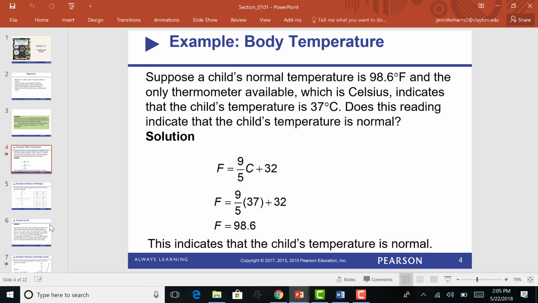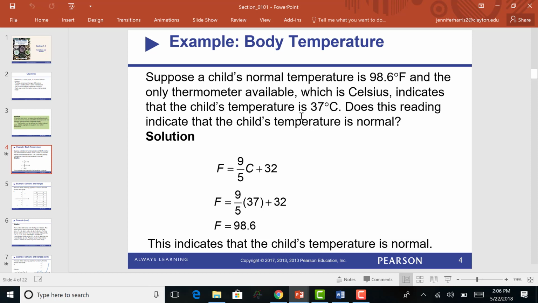In the United States, we use Fahrenheit for our temperature, right? But what if you weren't here? What if you were in a different country? Would you know how to change it? How to convert it? This is your formula for converting from Celsius to the Fahrenheit temperature. So, did that child have a temperature if the degrees said 37 degrees Celsius?